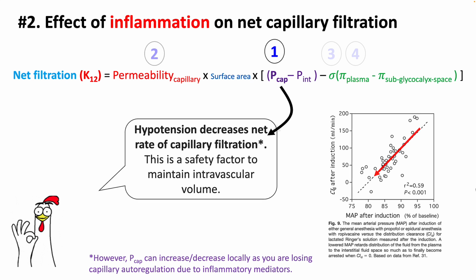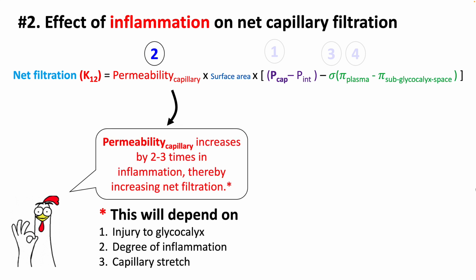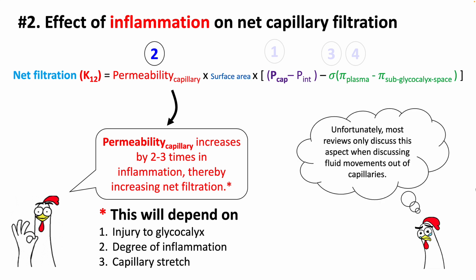inflammatory mediators. The most talked about is the increase in permeability. And this can increase by 2 to 3 times during inflammation, depending upon the injury to the glycocalyx, degree of inflammation, and your capillary stretch. And unfortunately, most of the reviews will talk about this aspect of sepsis when they're talking about fluid movement out of capillaries.